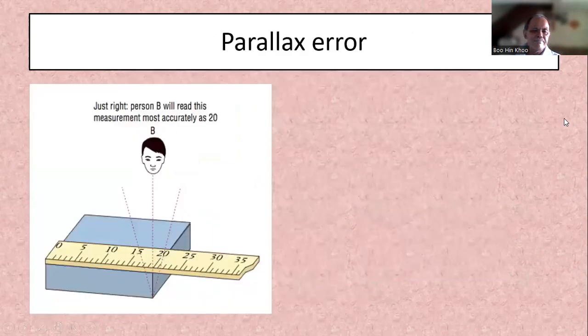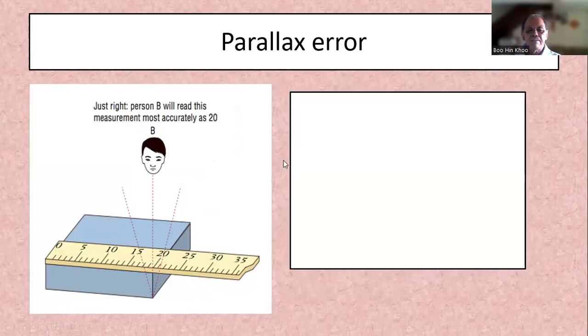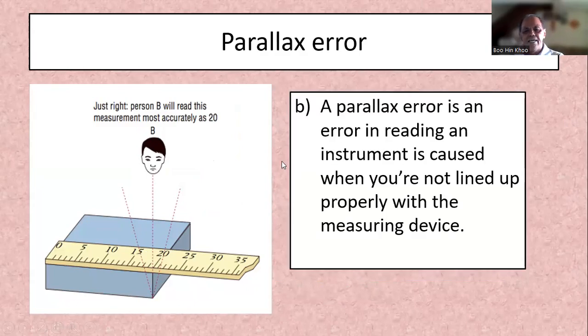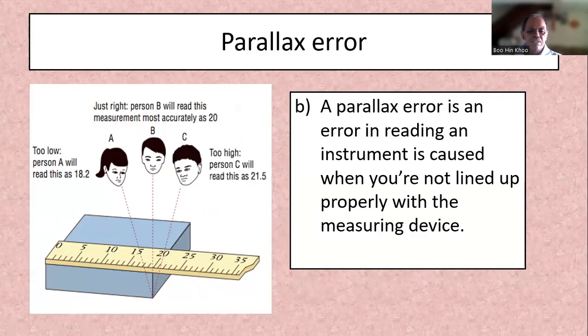Parallax error. We have to put our eye in line with the edge here. A parallax error is an error in reading an instrument and is caused when you are not lined up properly with the measuring device. This one will read too low because she's reading here, 18.2. This one will read too high because it's reading from here, 21.5.